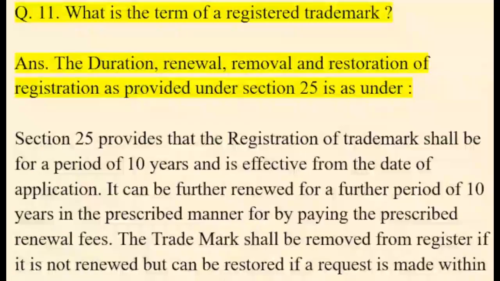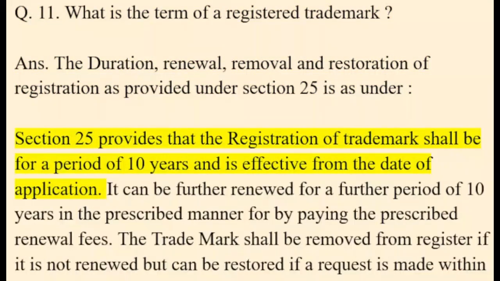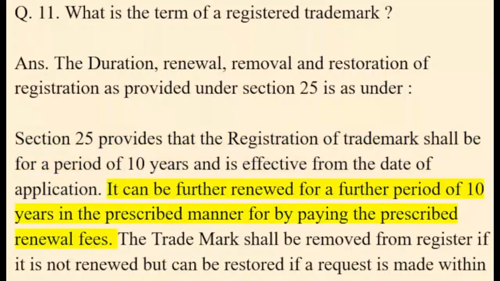Q. 11. What is the term of a registered trademark? Ans. The duration, renewal, removal and restoration of registration as provided under Section 25 is as under. Section 25 provides that the registration of trademarks shall be for a period of 10 years and is effective from the date of application. It can be further renewed for a further period of 10 years in the prescribed manner by paying the prescribed renewal fees.